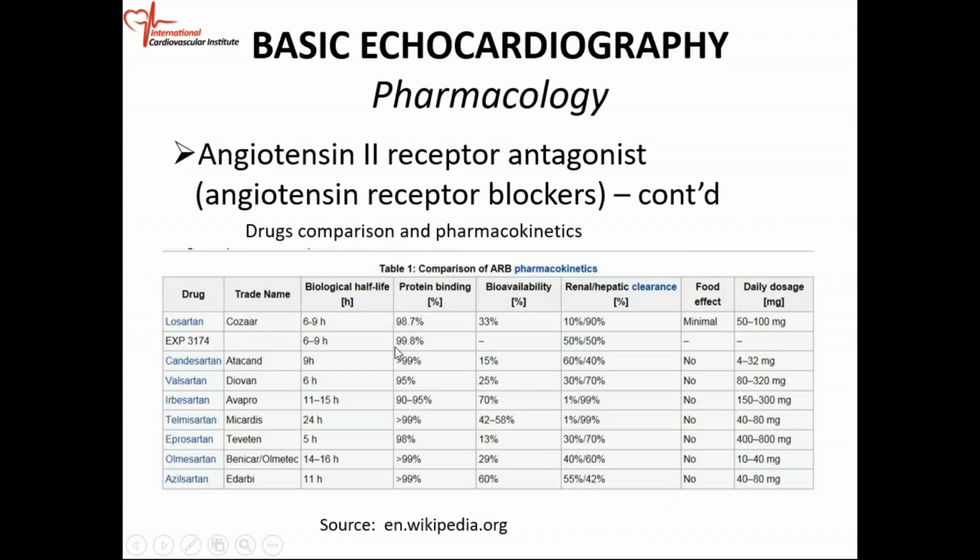Okay, so these are some of the examples of your ARBs, angiotensin receptor blockers, or angiotensin 2 receptor antagonists: losartan, candesartan, not very common, but we use it, valsartan, irbesartan, telmisartan, and these are less common. Okay.